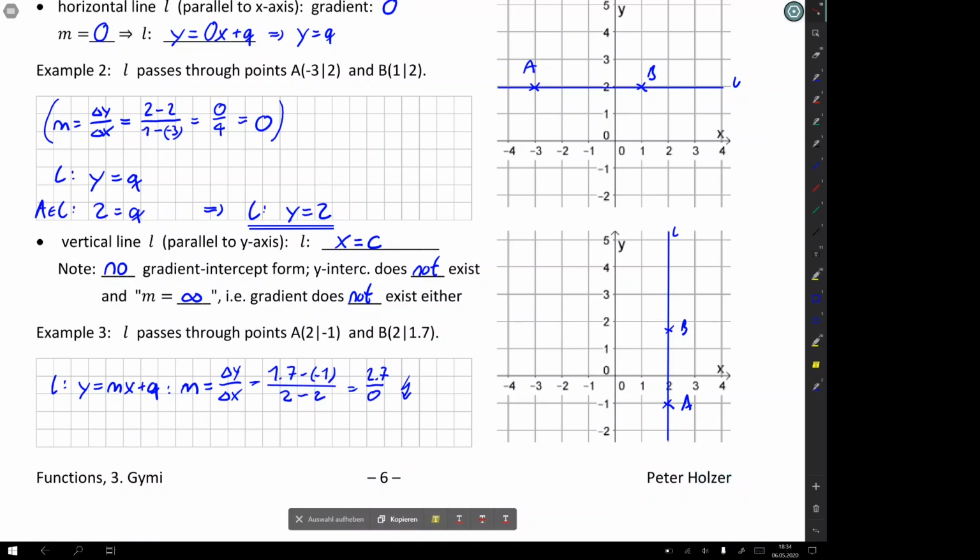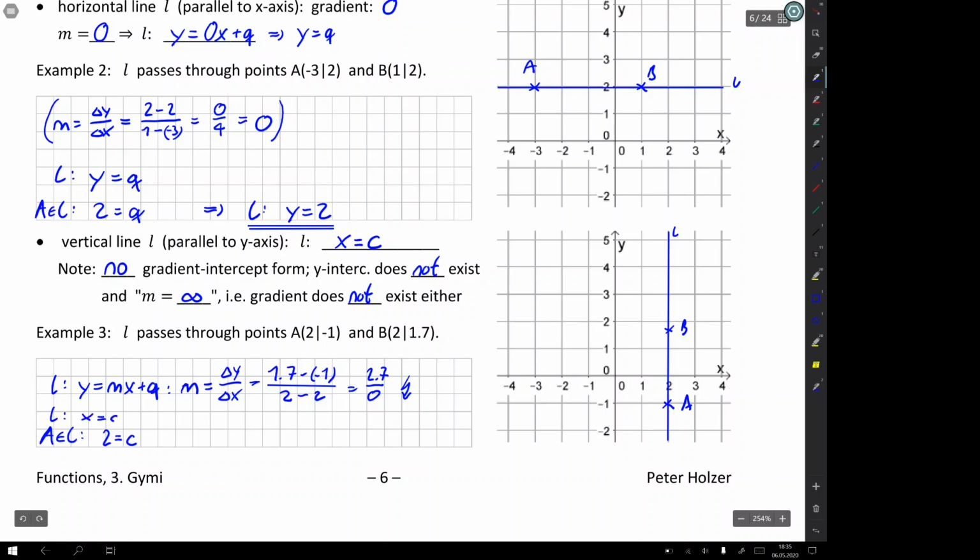So now, knowing that it's a vertical line, we use this fact that we can describe a vertical line as x equals c. So the point A, for example, lies on the line. We know that its coordinates must fulfill the equation. So x of A is 2, so we get 2 equals c. Maybe we can write here, we use the line is x equals c. And so we found c is 2, so our line has the equation x equals 2.